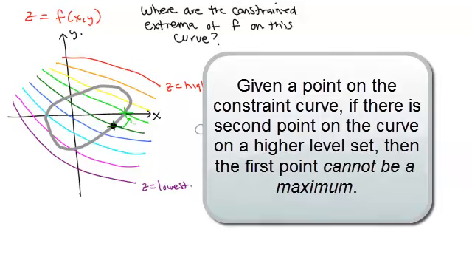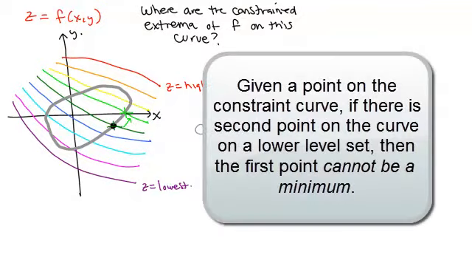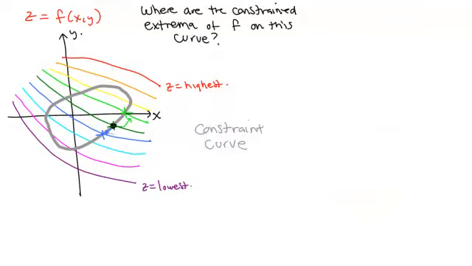So it couldn't possibly be a maximum. It also couldn't be a minimum because I know that this point right here, which is on a lower level set on the curve, would have a smaller z-value. So it couldn't be a minimum. Pretty much I can make that argument at almost any point you pick.